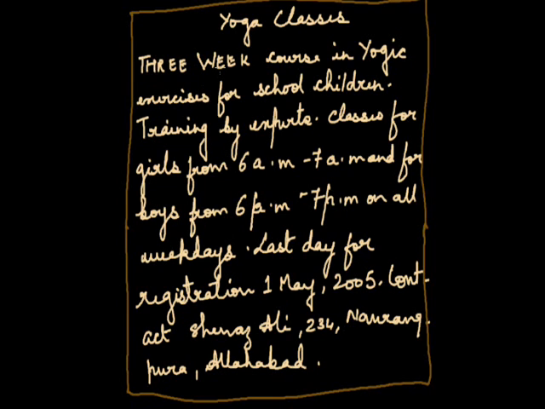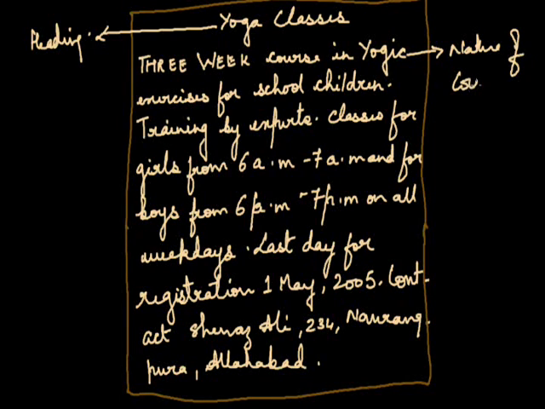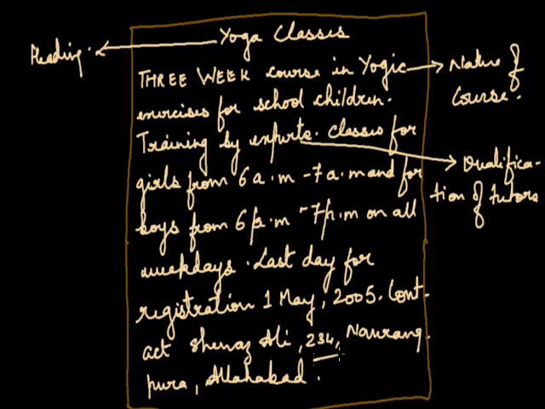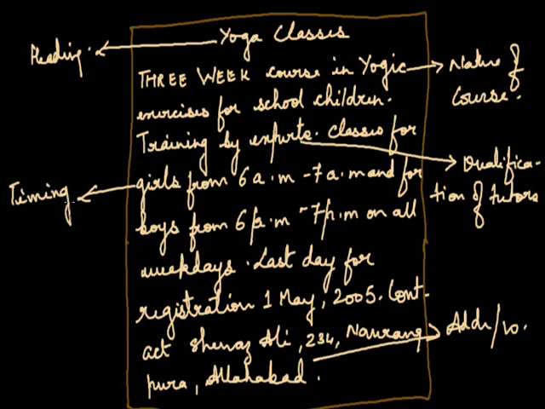So now the heading, I have written the words yoga classes. Then yogic exercise, here it means the nature of course covered. Then training by expert means the qualification of tutors. Then again I have provided the address, or you can say the contact number, either of it you can give, and I have cleared the timing as well.